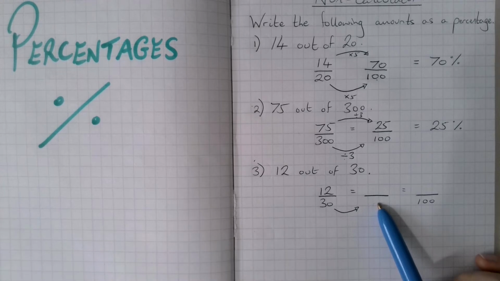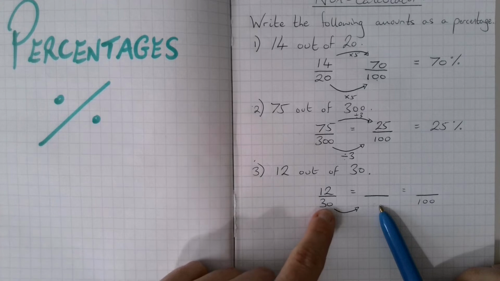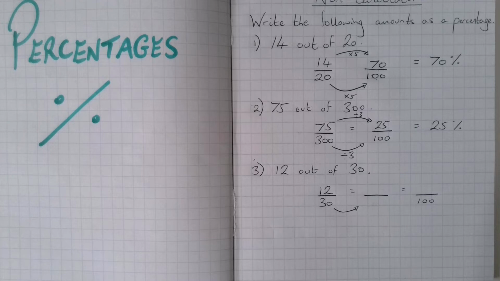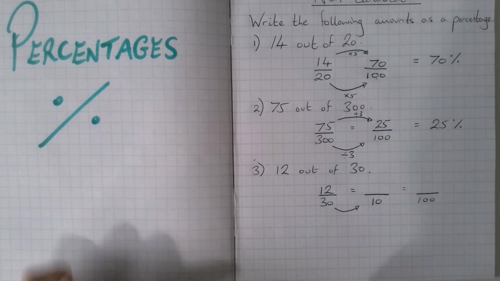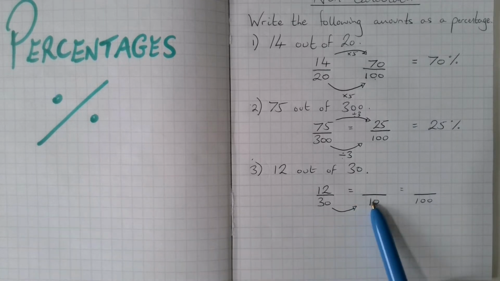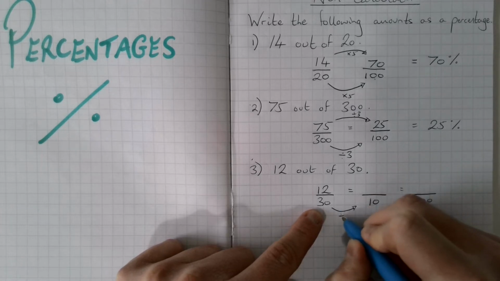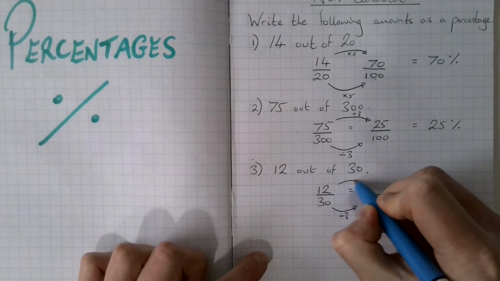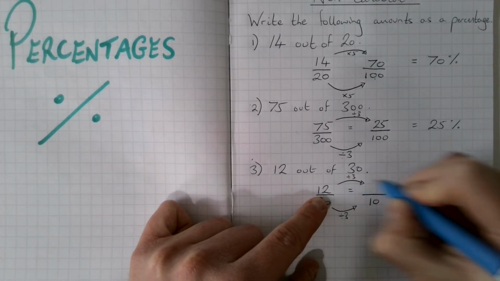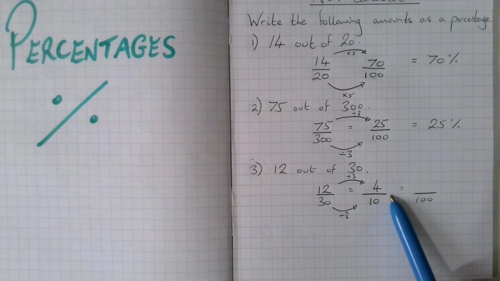So what I need here as my denominator of this middle fraction is a number that goes into both 30 and 100. So what number goes into 30 and 100? Well, I could use 10. 10 definitely goes into 30 and 100. So now this is just a middle step. So first of all, what do I need to do to get from 30 to 10? Well, I need to divide by 3. So I need to do the same thing to my numerator. So 12 divided by 3 is 4. So a different way of writing 12 out of 30 is 4 out of 10.